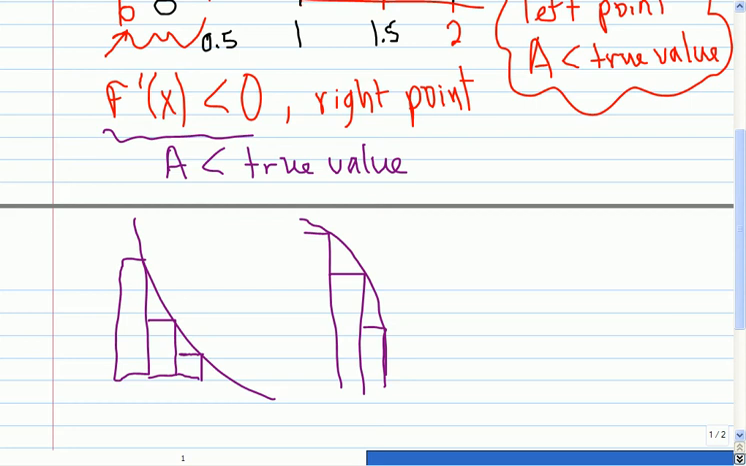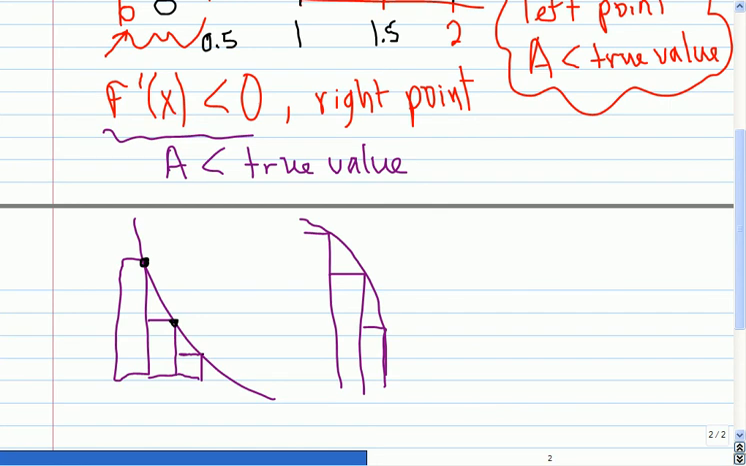Right? So the function must be decreasing. And if we use the right point, what does that mean? All right, well, it looks like we're going to have to practice this one a little bit more. You're right about the decreasing, but if I use the right point, this is the right point of the rectangle.